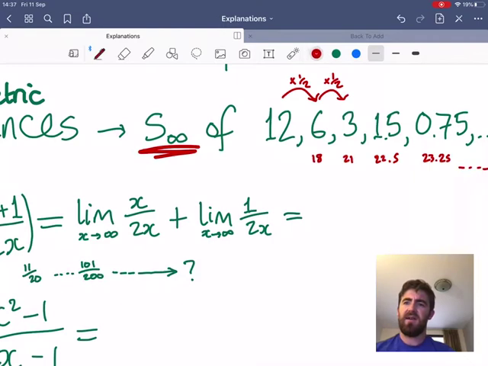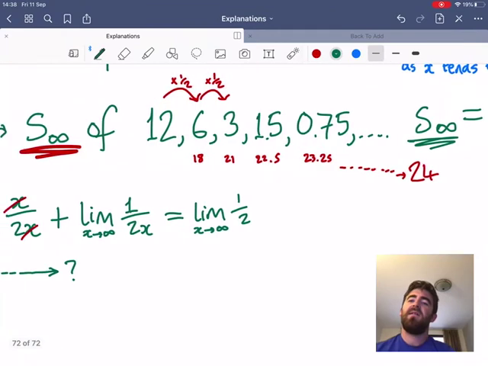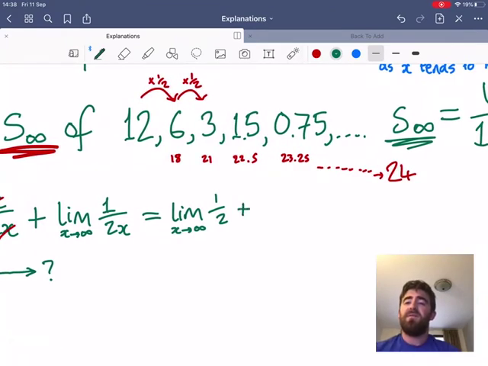Now, firstly, we can just cancel these x's in that fraction and be left with 1 over 2, 1/2, as x tends to infinity, and we'll come back to that. Then, how do you deal with 1 over 2x? Okay, as x tends to infinity, what does that fraction equal? Or what does it go towards? Okay, what does that tend towards?